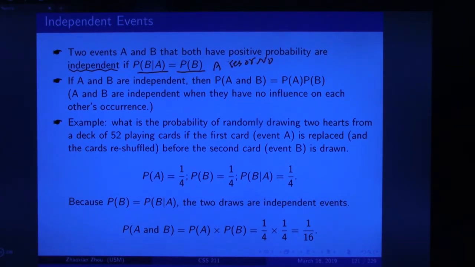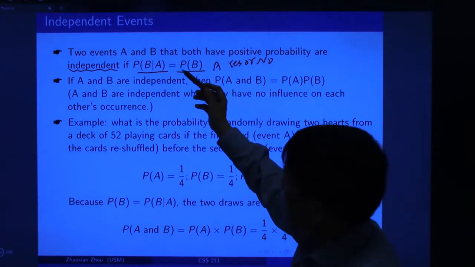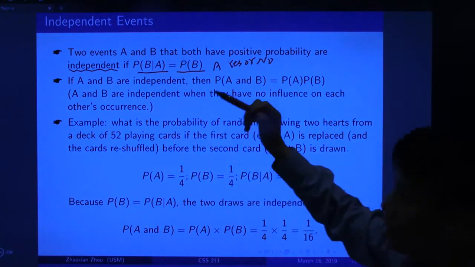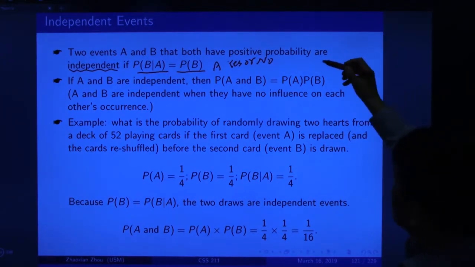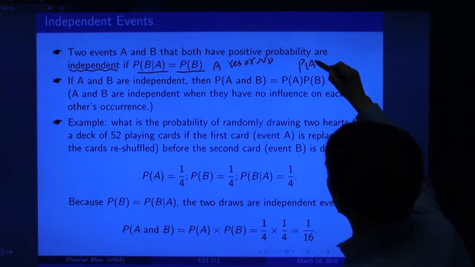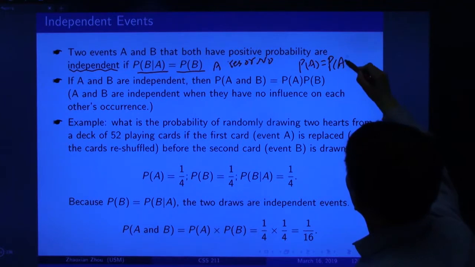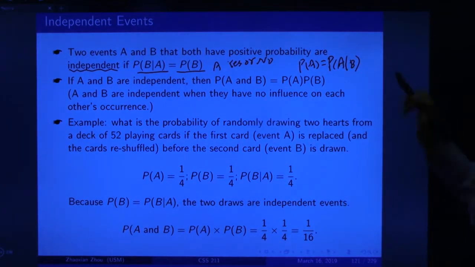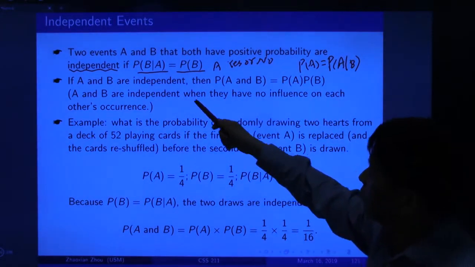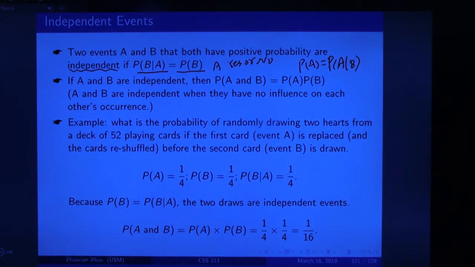We just calculate P(B) to check if P(B) equals P(B|A), or P(A) equals P(A|B). These two are the same thing. If this one is good or this one is good, then A and B are independent.